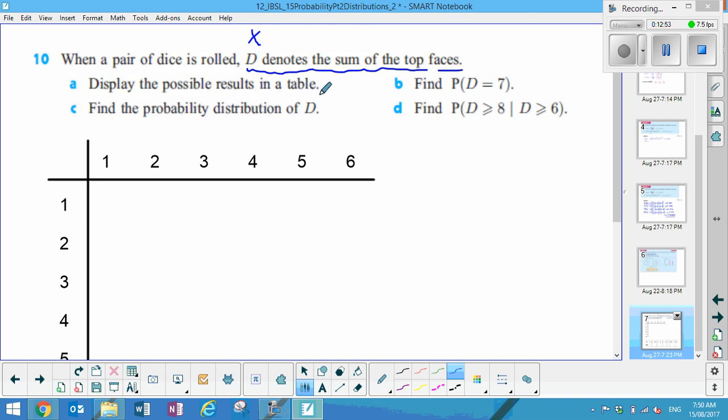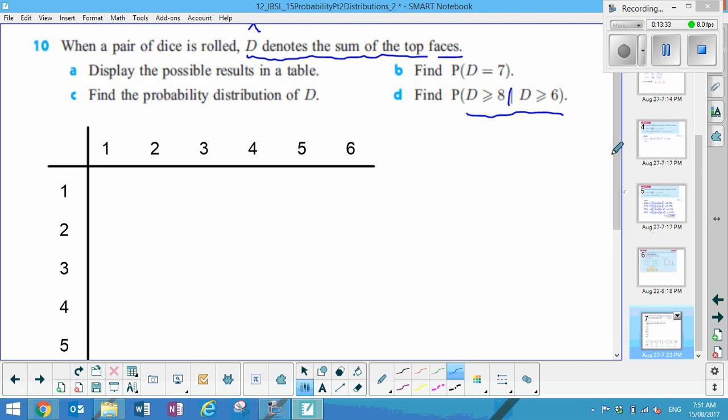So display your results in a table. So set up your table, get all the results set up. Then you can find the probability where the sum is equal to 7. And then find the probability distribution of D. So that means come up with your table and think, well, what's the lowest sum, what's the greatest sum, and do your distribution. And now when we look at this, hopefully that's ringing a bell. We've got a conditional probability. We're saying, what's the chance that D is greater than or equal to 8, given that the sum is greater than or equal to 6. So tying back all the probability that we did at the beginning of the year.